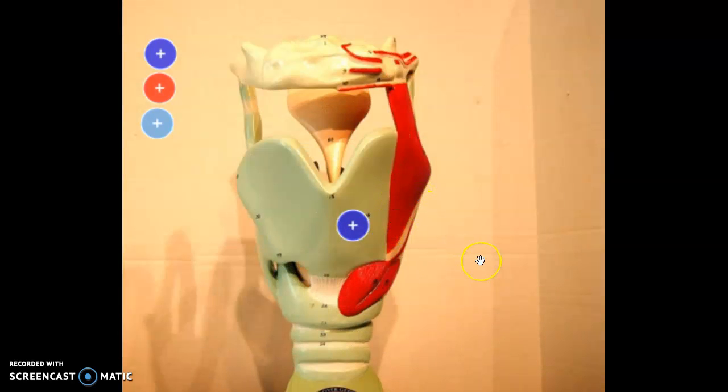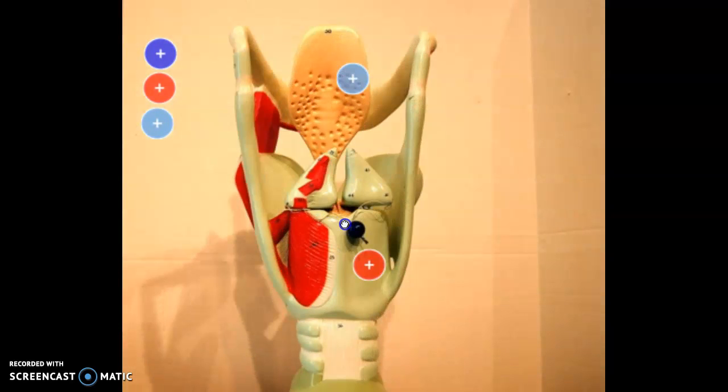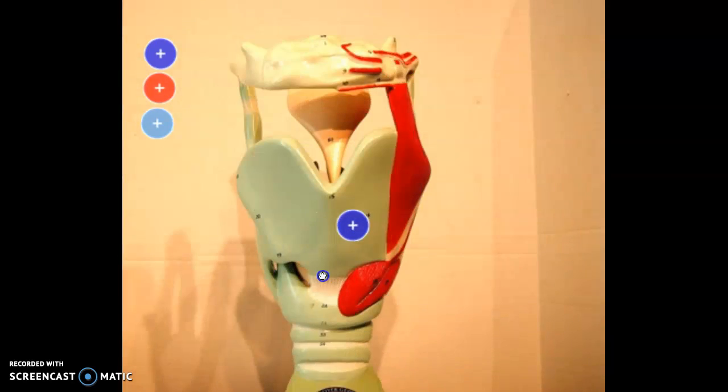Now, there are three major cartilages on the larynx. This big one right here is called the thyroid cartilage. And right here is the thyroid prominence. It's sometimes known as the Adam's apple. I like calling it the Adam's or Eve's apple. Now, notice it is not a complete cartilage. There's an empty space in the back. This empty space right here is the glottis. Air can go into it.